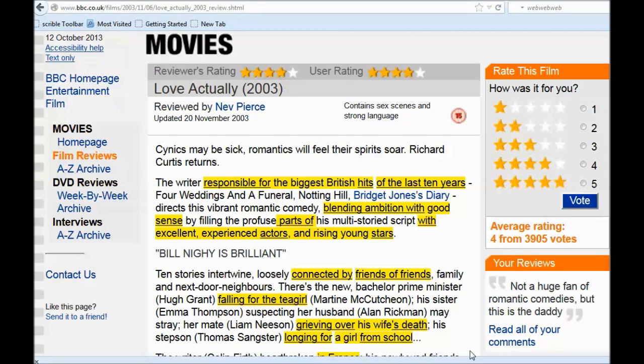Moving on, we've got the noun, which is part. So a part of my job is to mark your homework. Parts of the movie were boring. Okay, and again after that we've got with, which connects blend ambition with excellent experienced actors, rising young stars. So you're blending one thing with another. Moving on to the next paragraph.